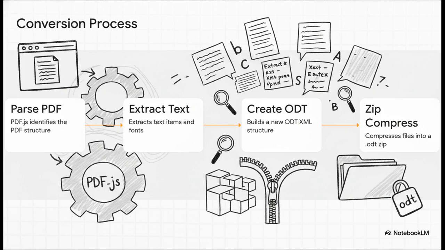Second, it extracts the text items and fonts, actively identifying what's a heading and what's body text based on size and weight. Third, it groups these items into lines and paragraphs to create a brand new ODT XML structure using something called JSZip. And finally, in step 4, it compresses all those XML files into a single zip archive. And fun fact, that's exactly what a .odt file actually is. So it takes fixed coordinates and elegantly reconstructs them into flowing paragraphs right before your eyes.